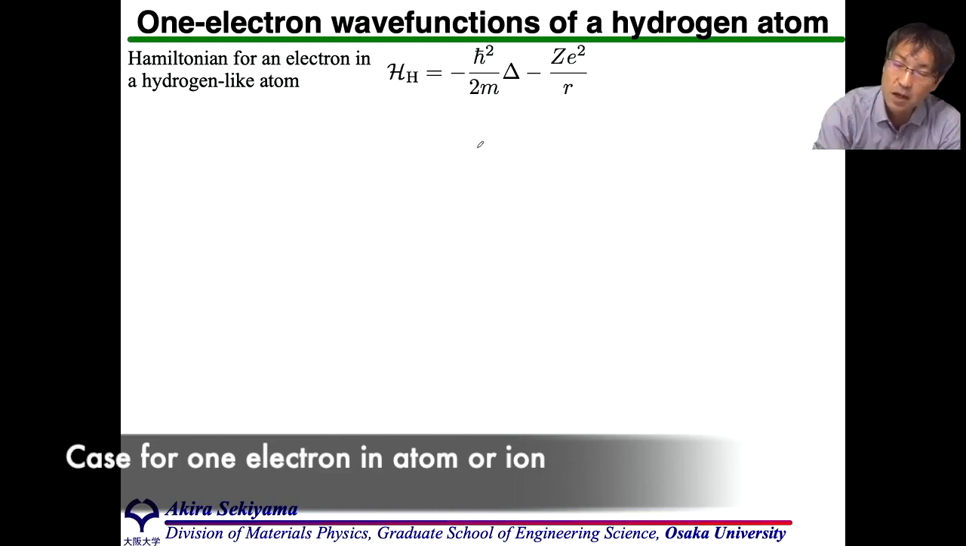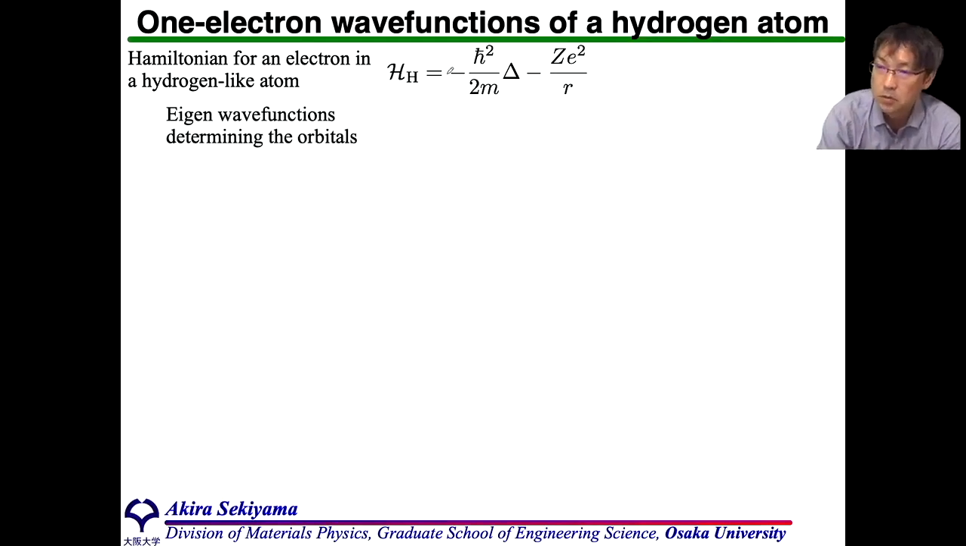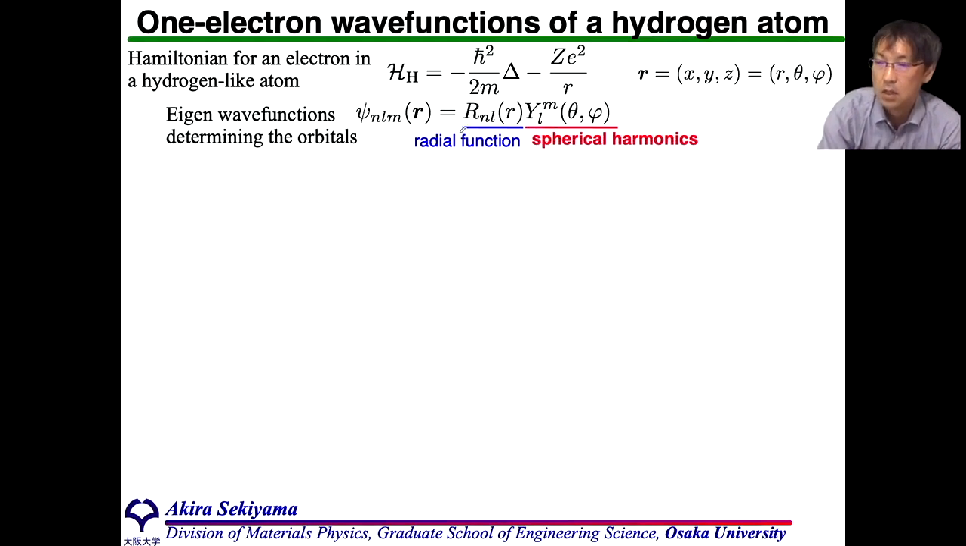When there is only one electron, we can solve this Hamiltonian and obtain the eigenwave function, which determines the atomic orbitals like this one. Here we use polar coordinate, three-dimensional polar coordinate, and then the wave function are expressed by the product of the radial function as a function of small r and spherical harmonics as a function of the polar angle theta and azimuthal angle phi. After the calculation, we obtain the quantum numbers n, l, m. n is a principal quantum number, l stands for the orbital quantum number, and m stands for the magnetic quantum number.